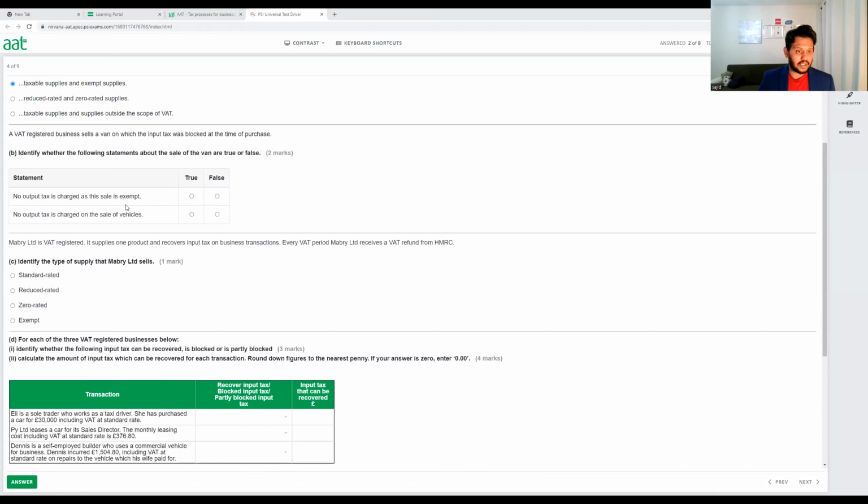No output tax is charged. As this sale is exempt supply, this is true. So it's exempt, because when I buy it, I didn't claim any VAT. So when I sell it, I'm not going to charge the VAT. No output tax is charged on the sale of vehicle.